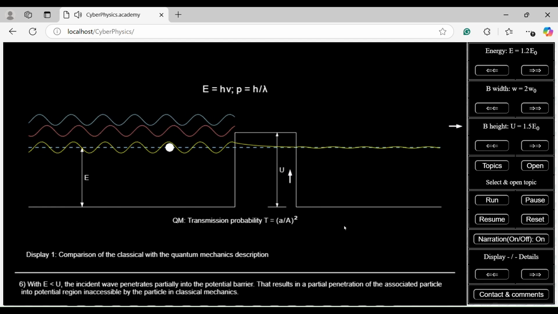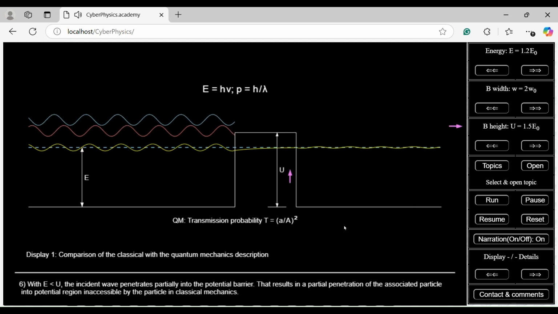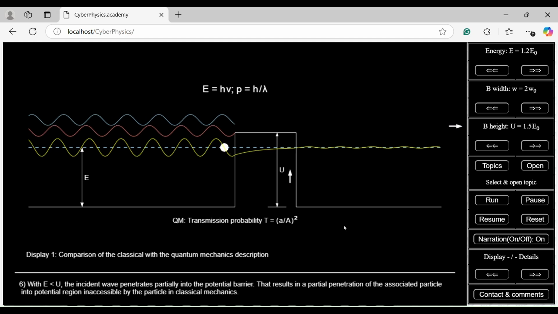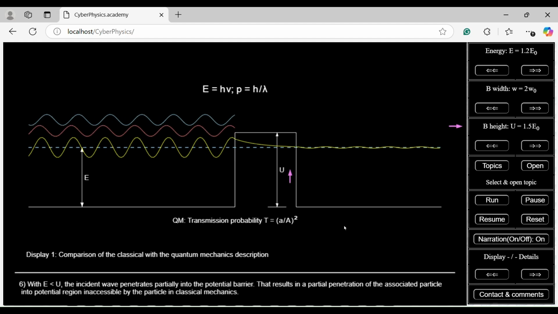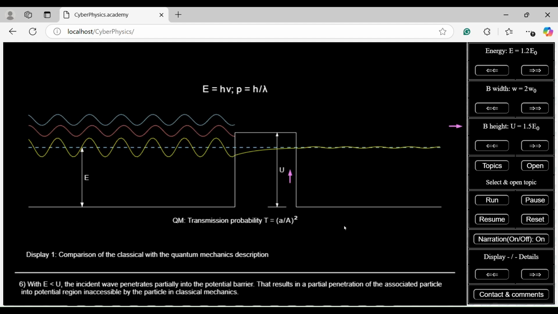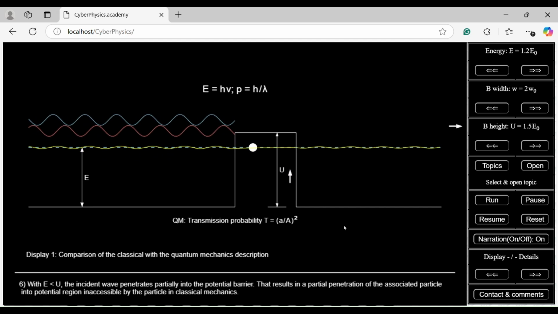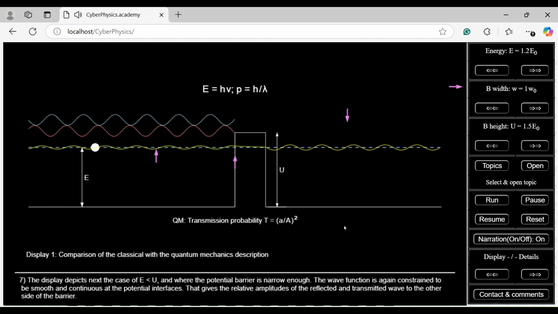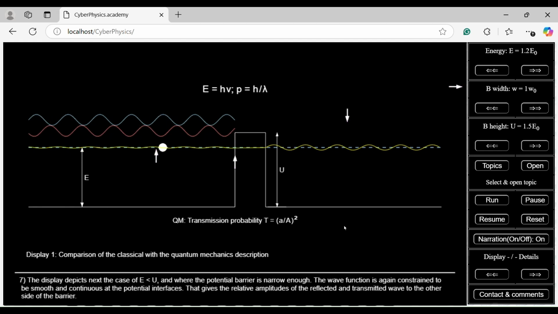With E less than U, the incident wave penetrates partially into the potential barrier. That results in a partial penetration of the associated particle into potential region inaccessible by the particle in classical mechanics. The display depicts next the case of E less than U, and where the potential barrier is narrow enough.